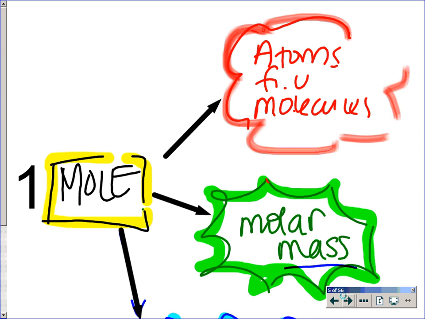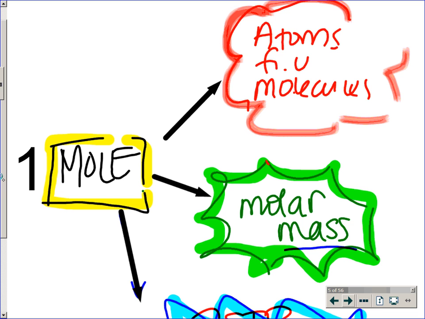What was the relationship between mole and particle? Good. 6.02 times 10 to the 23rd is Avogadro's number, right? Mole and molar mass: how is that related? It depends on the element. Okay, so it depends on the mass from the periodic table. So we look for the element or the compound and we add up their masses.